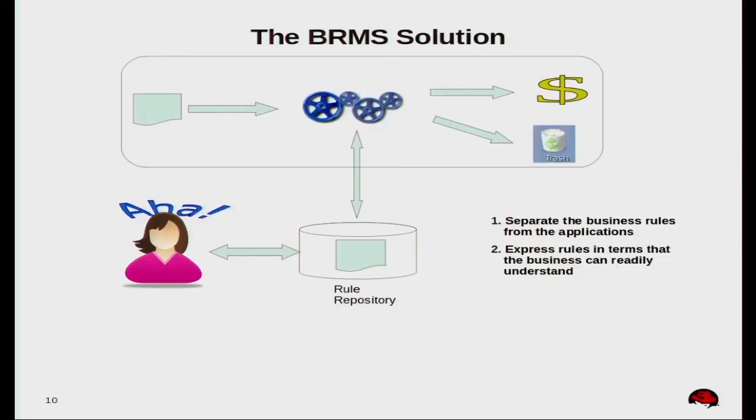Two, it's going to express rules in terms that the business can readily understand. Most business rules do come from the business, and so taking those rules and converting them into code is sometimes challenging. So BRMS is going to give them the ability to actually write some of the business rules themselves. They can do that in a number of ways. We're going to see decision tables in a bit, and then we can also put something called DSL, which is domain-specific language, on top of some of the rules to make it easier and more flexible for the business users.